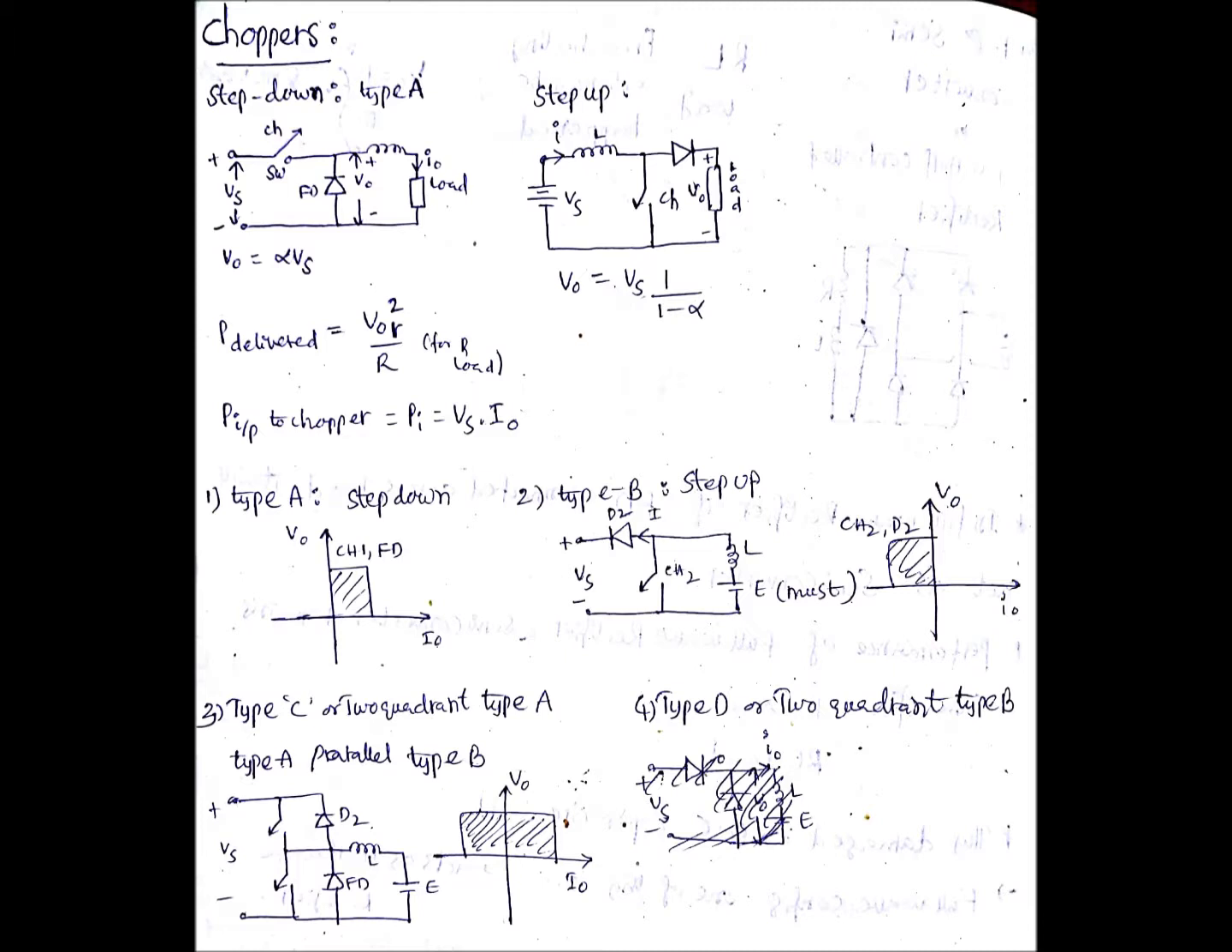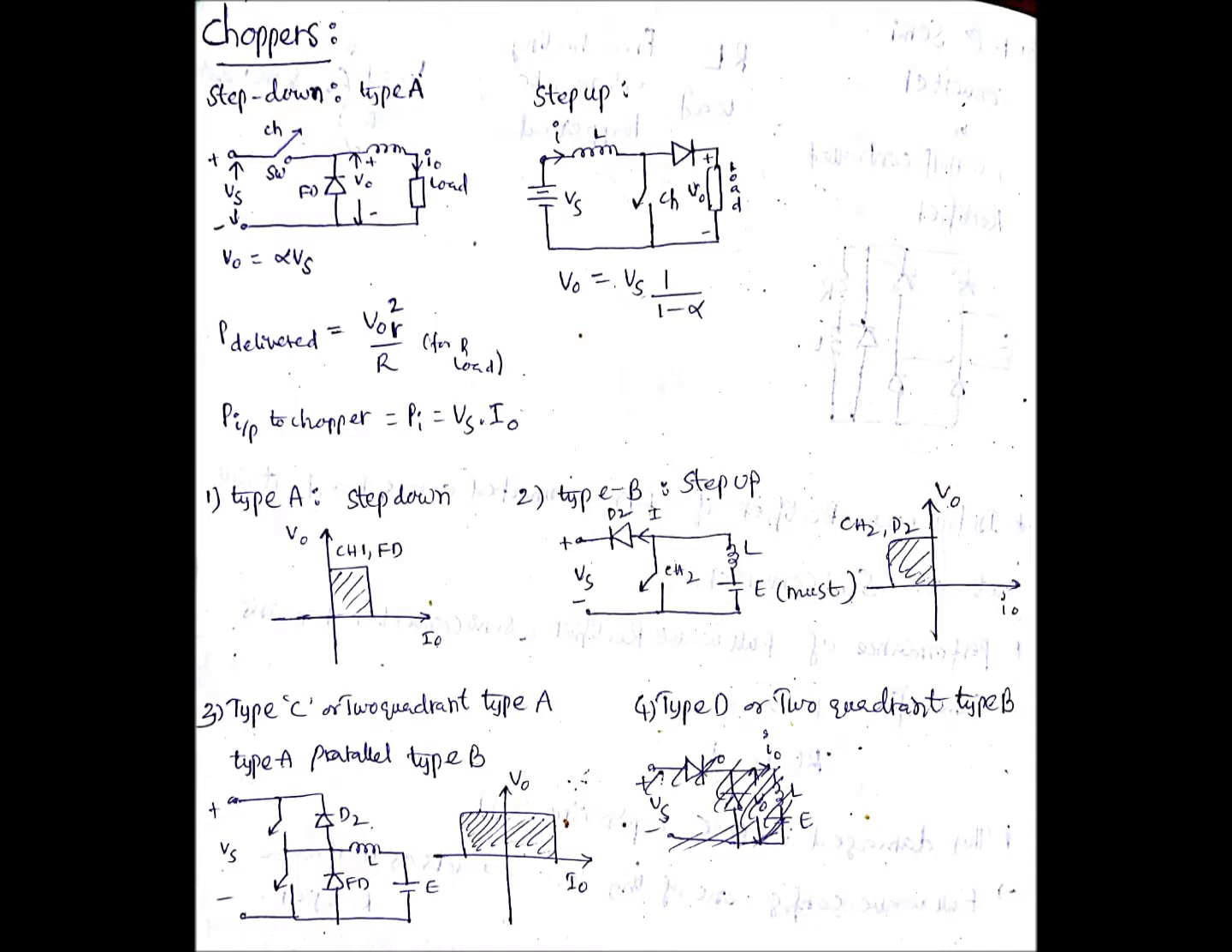If you observe the quadrant of operation of step down, that is type A, it is quadrant 1. In case of type B, it is quadrant 1 and quadrant 2. That means the output voltage is always positive, but the output current is negative.